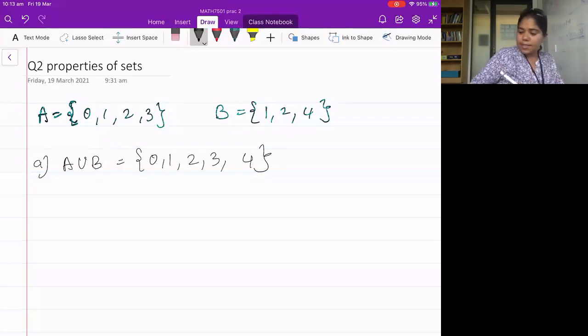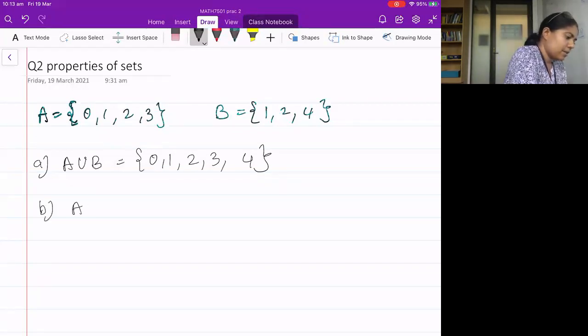And A intersection B. A intersection B are the common elements from A and B. We got 1 and 2 common.